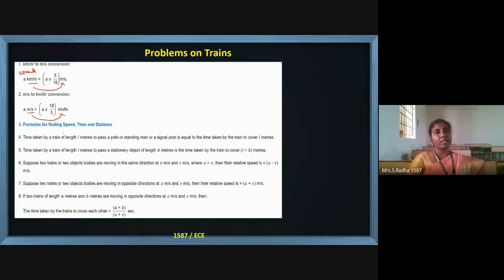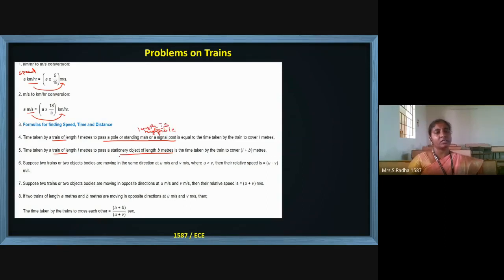Other than this, in the problems on trains, we will come across different situations. Like a train is crossing a pole or a standing man or a signal post. Okay, this is case one, first case. A train is crossing a stationary object whose length is negligible. A human or a lamp post, length is negligible. So we will not take any length.